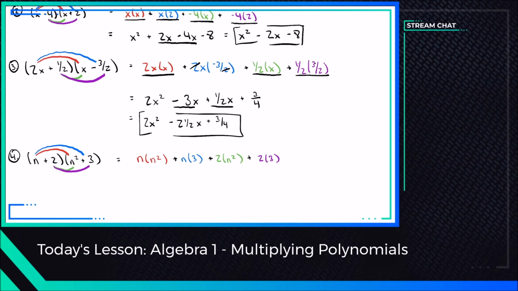So we're going to get n multiplied by n squared is going to be an n cubed. Then n multiplied by 3 is going to be 3n. 2 multiplied by n squared is just 2n squared. And then we're going to have this 6 on the end. All right. Notice there's no like terms here. There's nothing we can combine. But I'm going to switch the spot of the 3n and the 2n squared so we can write that in standard form. So that's going to be n cubed plus 2n squared plus 3n plus 6.